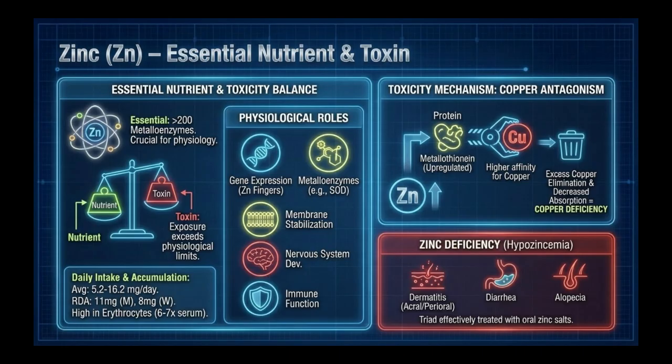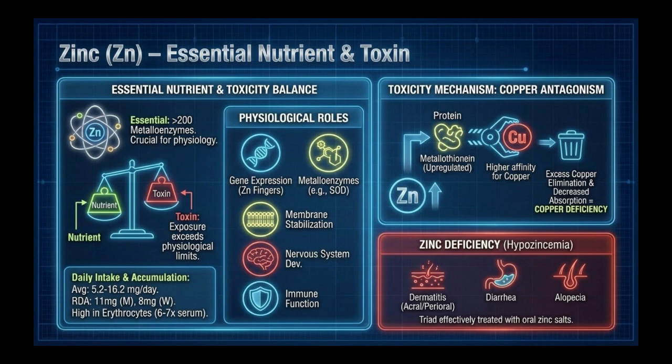Zinc is an essential nutrient, and its average daily intake in the United States typically ranges from 5.2 to 16.2 milligrams. The recommended daily allowances are 11 milligrams for men and 8 milligrams for women, increasing to 12 milligrams for pregnant and nursing women. This mineral is found in a variety of foods, including leafy vegetables, meats, fish, and poultry. Zinc tends to accumulate significantly in red blood cells, reaching concentrations 6 to 7 times higher than in serum.